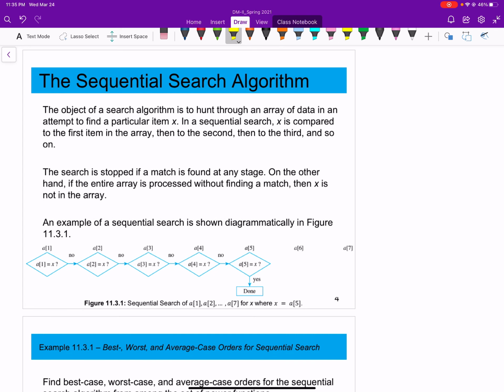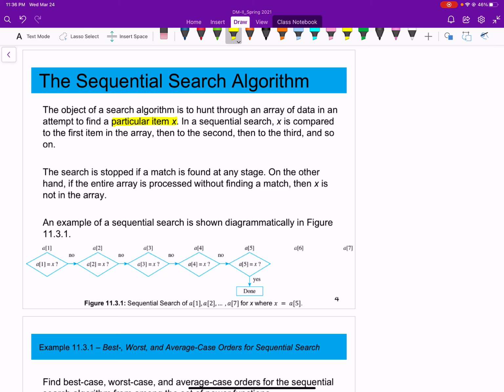And then this slide gives you the motivation. There are several searching algorithms in this chapter. One searching algorithm is called the sequential searching algorithm. This slide explains how we discuss efficiency of the sequential searching algorithm. Let me read this. The object of a search algorithm is to hunt through an array of data in an attempt to find a particular item X. So your target is to find this item X in the list.